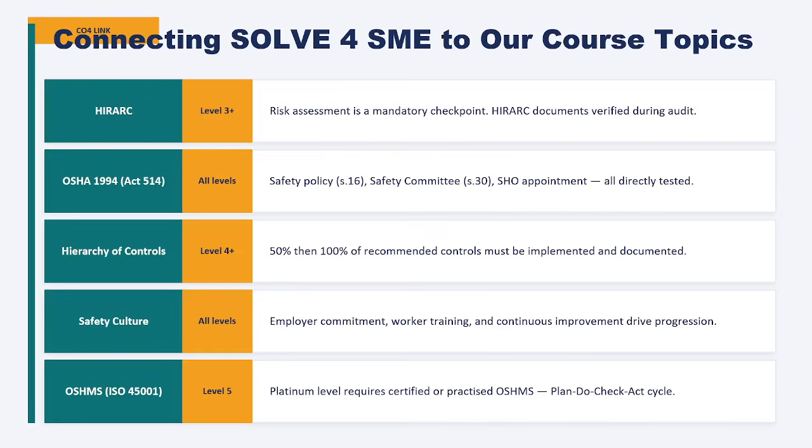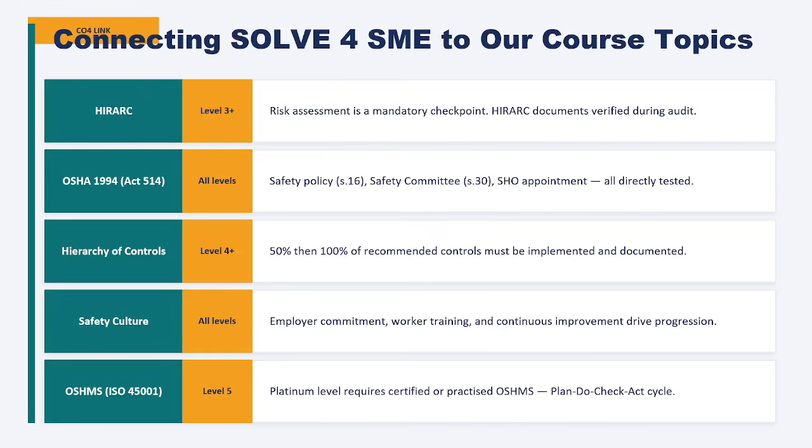Now, let me make the direct connections to our course outcomes. HIRARC at Level 3. Conducting HIRARC is a mandatory checkpoint. Checkpoint A11 requires documented risk assessments for all work activities. This is exactly the tool we study in CO4.